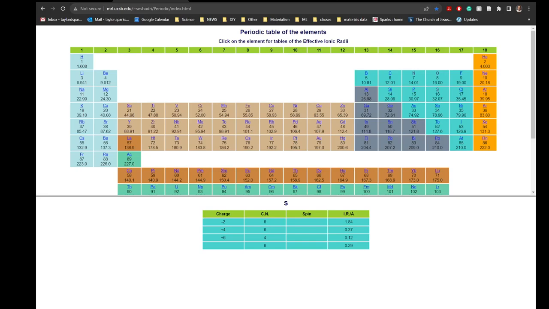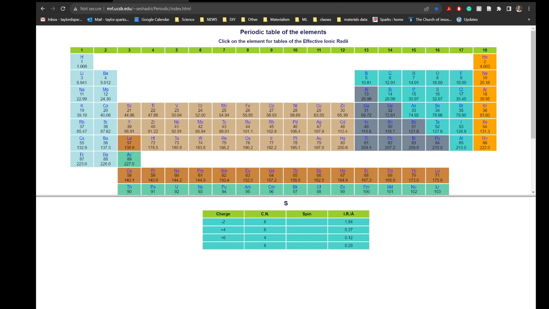Compounds have been created and measured where it's almost always -2, but you can find it in +4 where it loses those 4p electrons, or even +6 where it loses the four 2p electrons and the two 2s electrons as well. That's also possible. I have no idea what compound that is, but it does it.